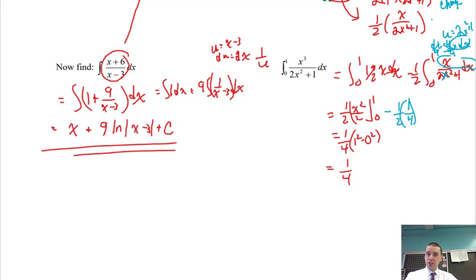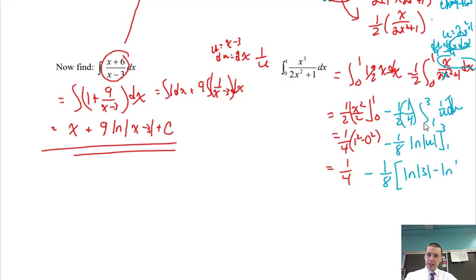Change bounds. If my lower bound is 0, 0 squared plus 1 is 1. The upper bound: 2 times 1 squared is 2, plus 1 is 3, of 1 over u du. So I'm going to get 1/8 of ln of u from 1 to 3. What I know is the ln of the absolute value of u, because it's the integral of 1 over u. So I'm going to get ln of 3 minus ln of 1.